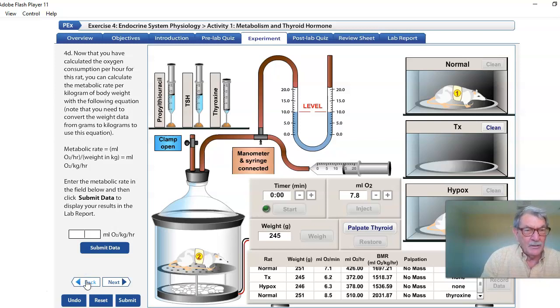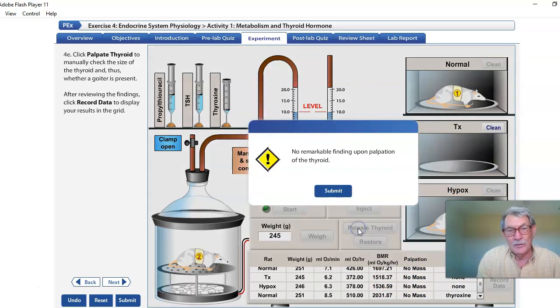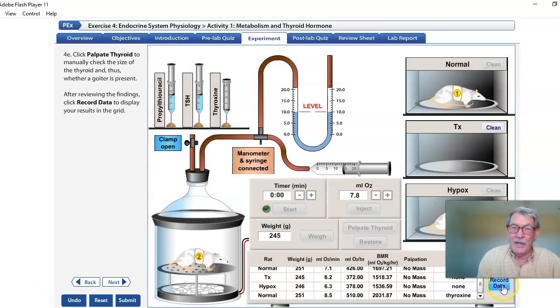Metabolic rate. 468 divided by 0.245 equals 1910. Submit data, and it's still higher than the normal rat, but not as high as this. I mean, higher than the original rat. He's still hyperthyroid a little bit, but not compared to the other. No remarkable finding.